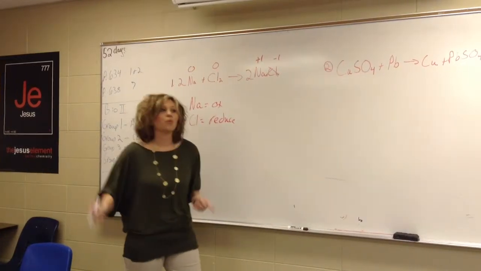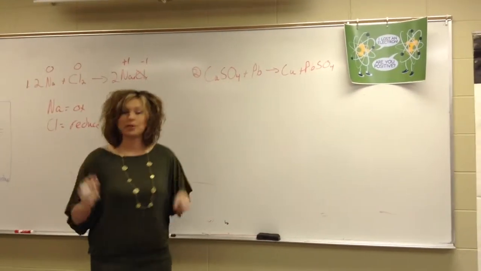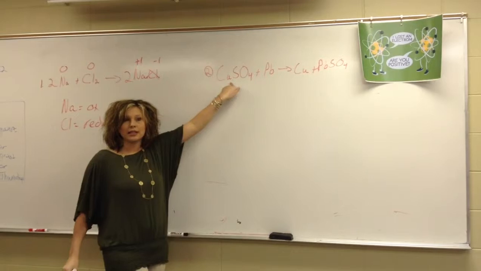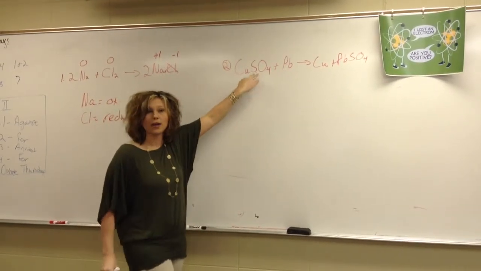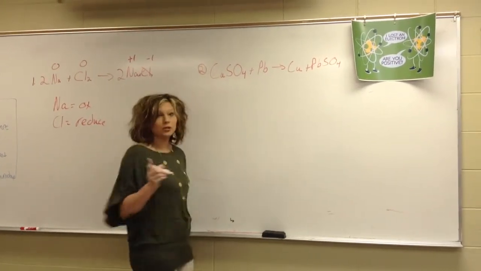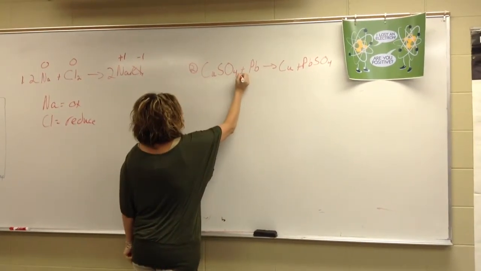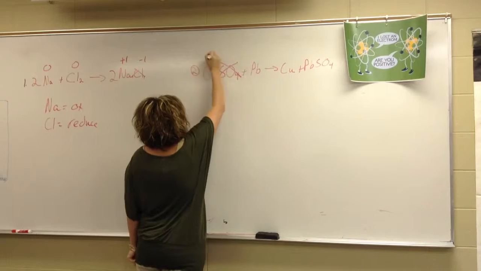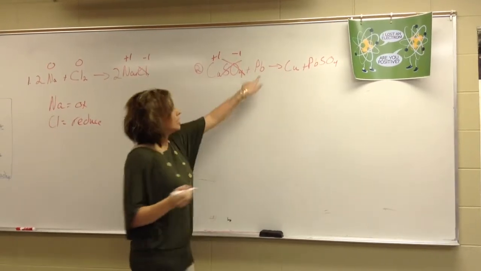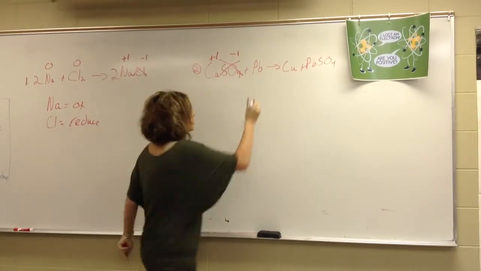Now let's go to the single replacement. It's a little bit different. Instead of having a single element to begin with, we have a compound to begin with. But you still do the same thing. You still do your backwards cross multiply. Okay, so right here, this is understood 1, and this is understood 1, so this could be a plus 1, minus 1. It's by itself, neutral, so you put a 0.